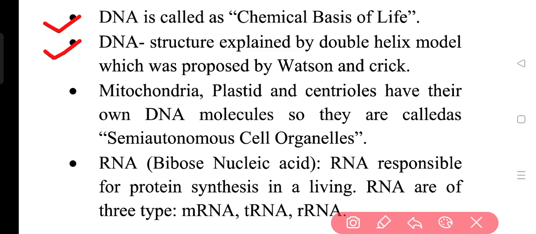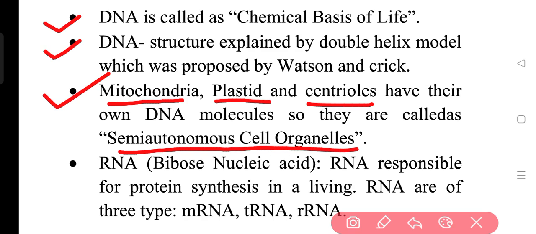Next point, DNA structure is explained by the double helix model, which was proposed by Watson and Crick. Remember these scientists' names. Next point, mitochondria, plastids and centrioles have their own DNA. Remember this, these three organelles have their own DNA molecules, so they are called semi-autonomous cell organelles. Very, very important. These are mitochondria, plastid and centriole.